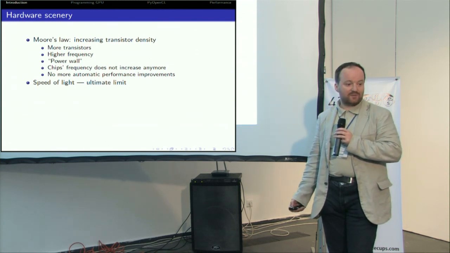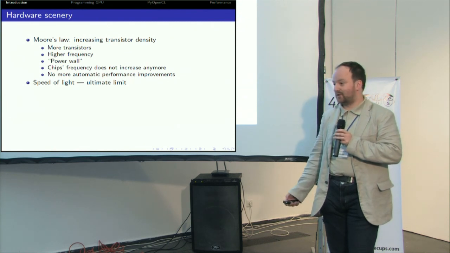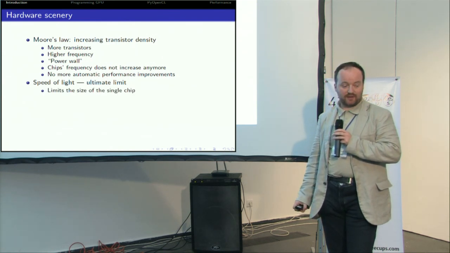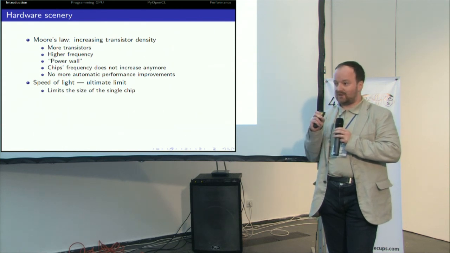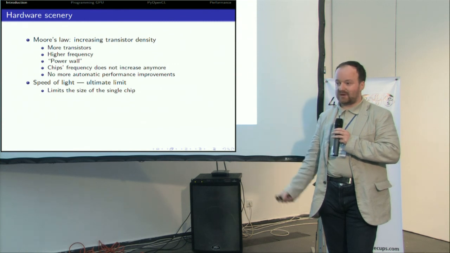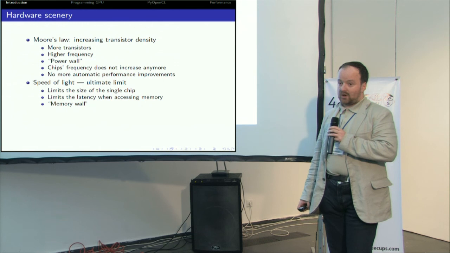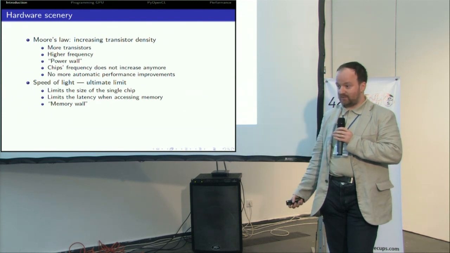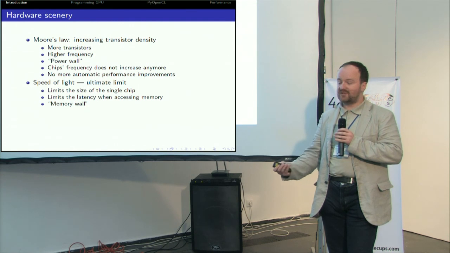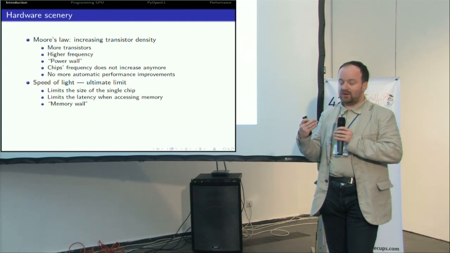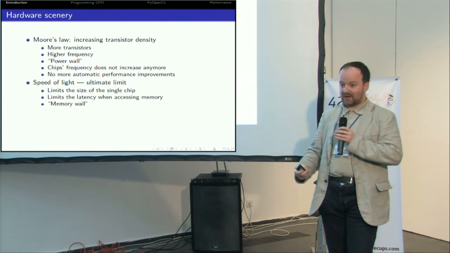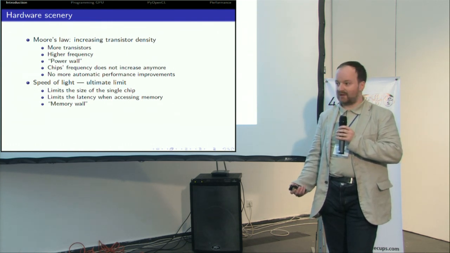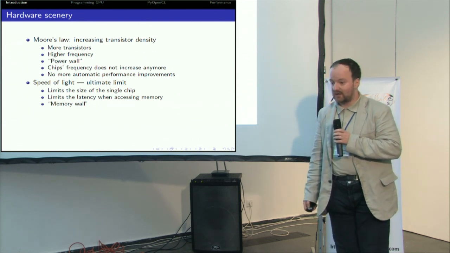Another physical limitation is the speed of light. Speed of light is finite, unfortunately, and it means that we have limit of the size of single chip, because data must go to the chip and results must go off the chip, which also is another wall. This is memory wall. We cannot put memory far away from the chip because each CPU would be starved for the data, because it would take thousands of cycles to get data from the RAM to get to the CPU, which is why we have so many cache levels, so many sophisticated cache predictions algorithms, and so on.